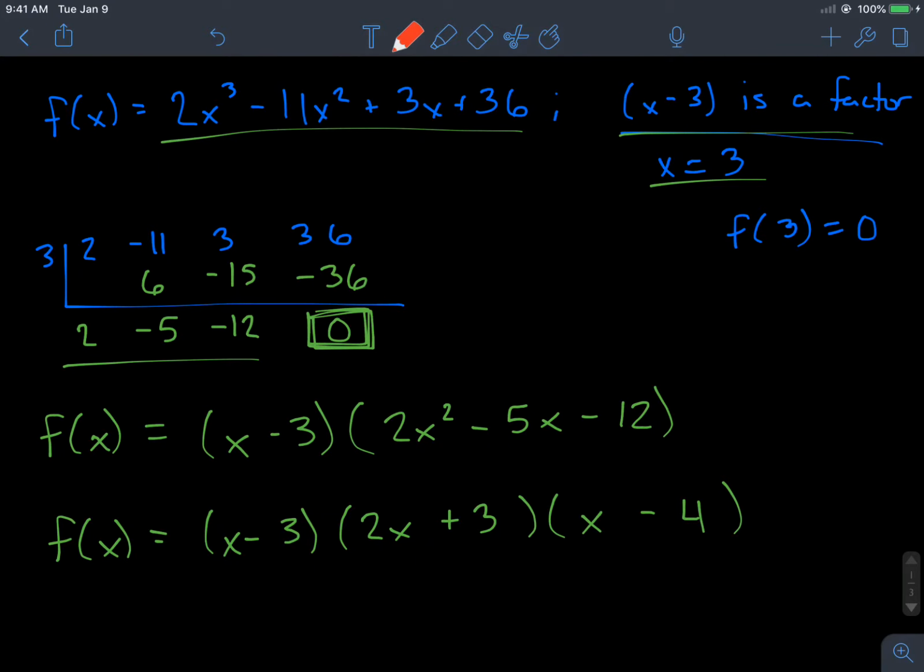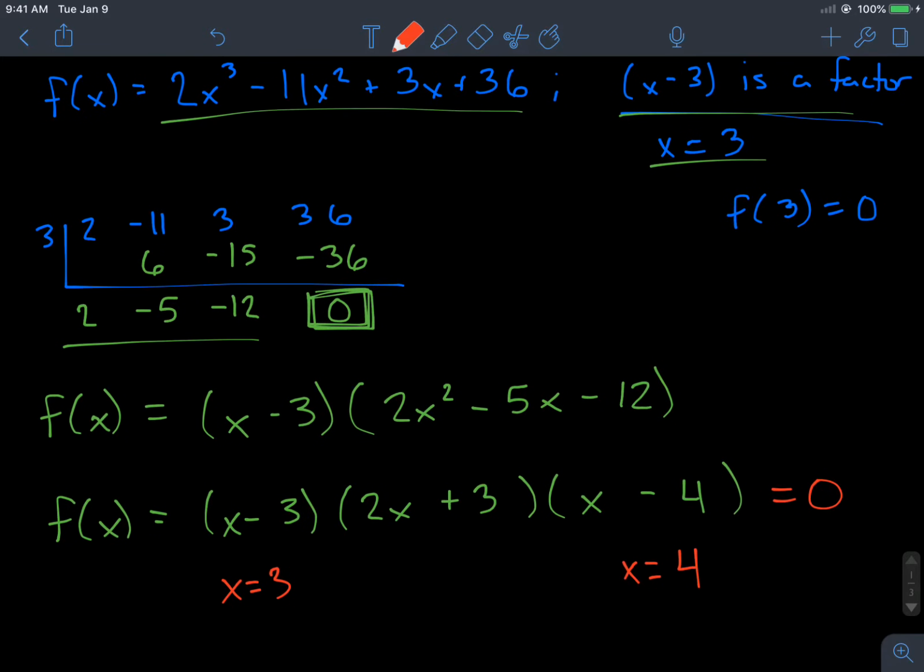And just for the sake of, again, connecting all the different pieces, if we were trying to find zeros, right, then x equals 3 is one of our zeros, x equals 4 is one of our zeros, and here in the middle you would set 2x plus 3 equal to 0 and solve for x, and you would get x equals negative 3/2 is a 0. Okay?